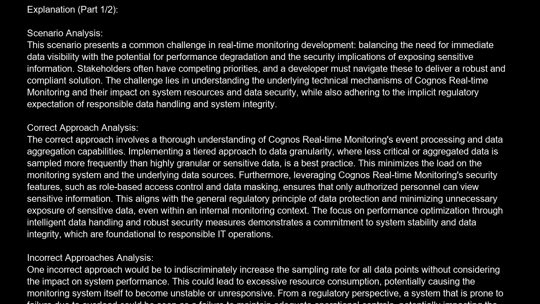The focus on performance optimization through intelligent data handling and robust security measures demonstrates a commitment to system stability and data integrity, which are foundational to responsible IT operations.